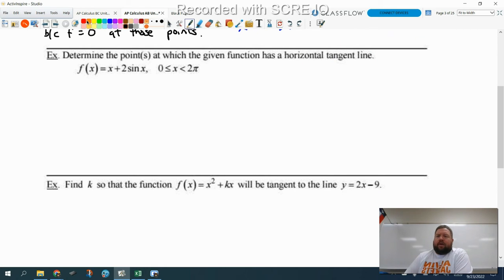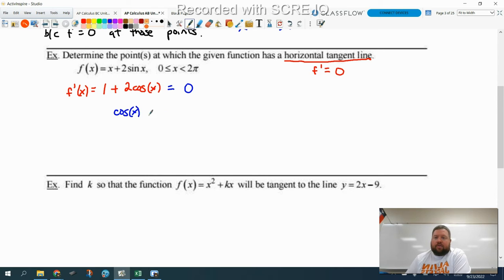Okay, so this one, we do the same thing. So horizontal tangent line means f prime is equal to 0. So we take the derivative. That's 1 plus 2 cosine x. We set our derivative equal to 0. And so that's going to be cosine x is equal to negative 1 over 2. And then we use our unit circle on this one. Cosine is equal to negative half in quadrant 2 and quadrant 3. And that happens at the pi over 3 locations. 2 pi over 3 and 4 pi over 3.